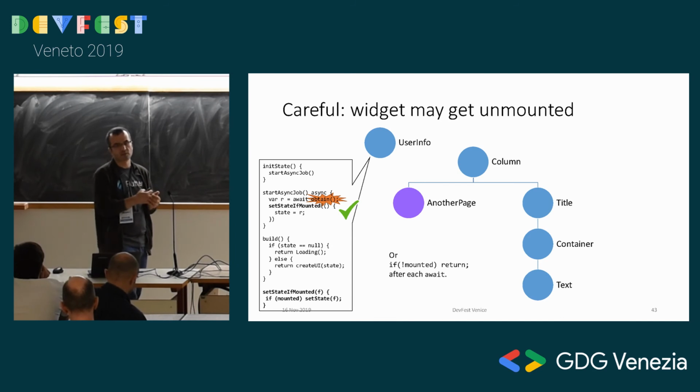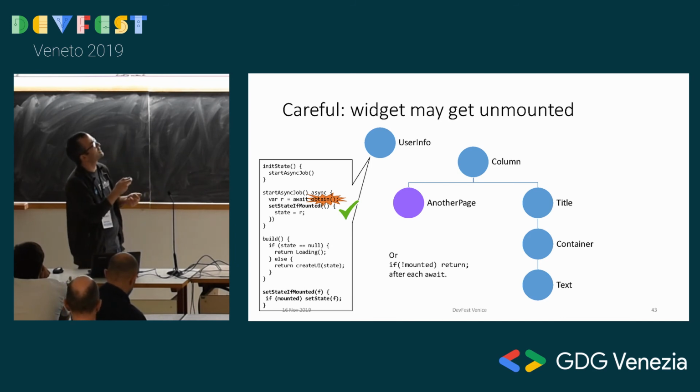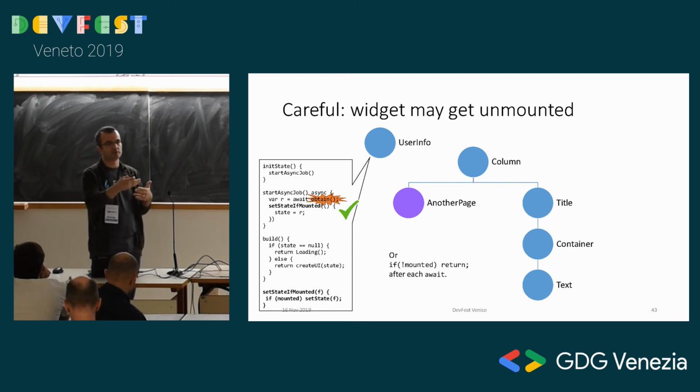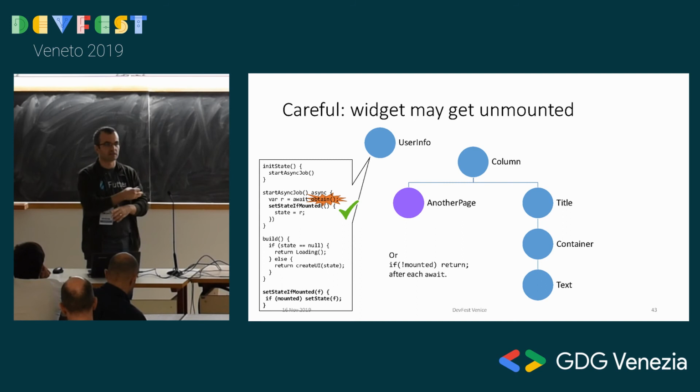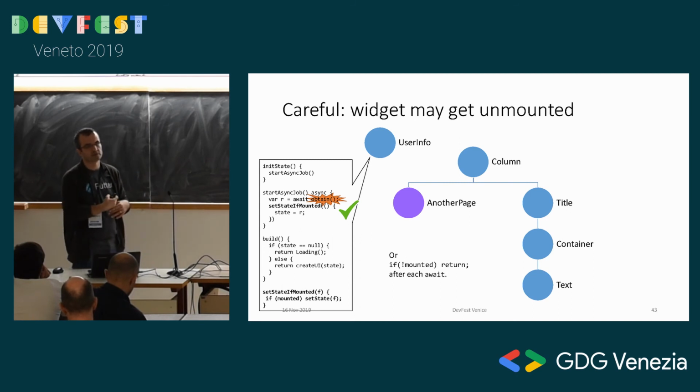But sometimes this may be bad because if the UI element is gone, maybe it's gone for good. Maybe you shouldn't be doing anything else. So you can also do if not mounted return after every await, right? I just awaited for something. I'm in the future now. Maybe I'm not mounted. If that's the case, let me destroy what I have started, right?